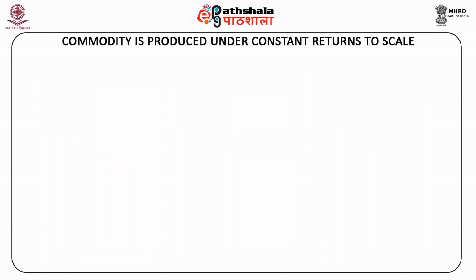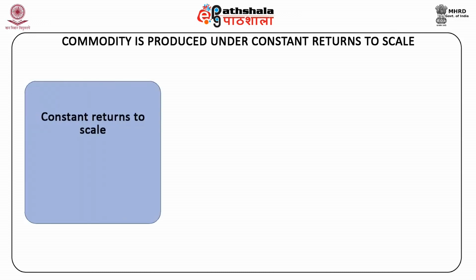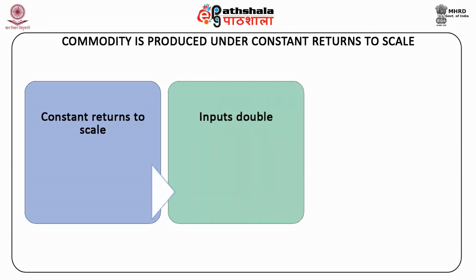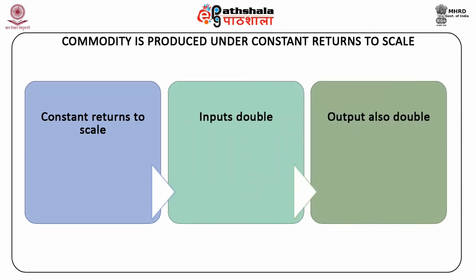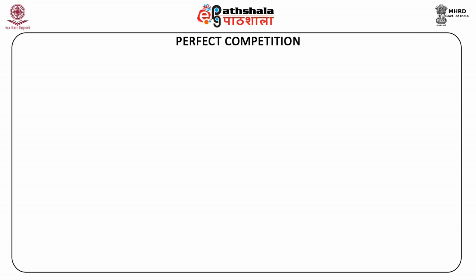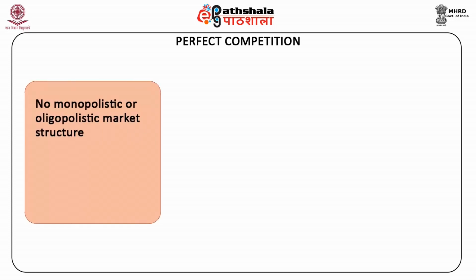The two commodities are produced under constant returns to scale, that is, if both inputs are doubled, the output will also double. The next assumption is the presence of perfect competition in all the markets. This assumption rules out monopolistic and oligopolistic market structures.